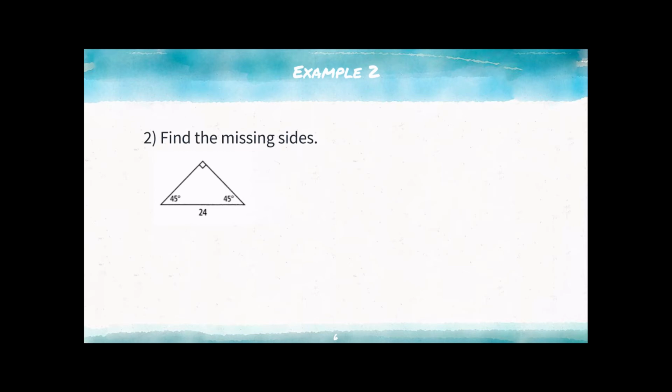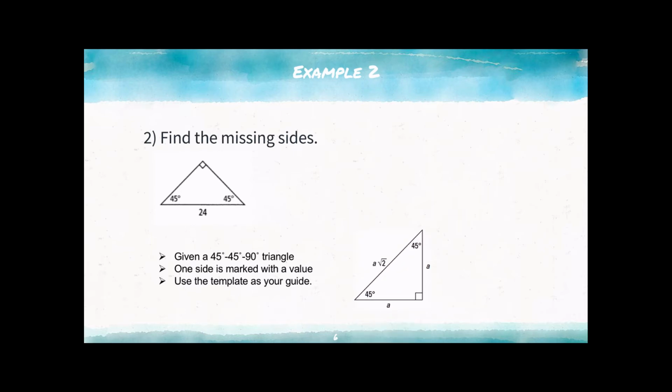Example 2. In this problem, we again check that we are given a 45-45-90 triangle. The side marked 24 is opposite the 90-degree angle. Let's look at the template. Again, the example triangle is not positioned the same way as the template. No worries, just match the side lengths by what angles they are opposite. In the template, the hypotenuse is a root 2. In example 2, the hypotenuse is 24.